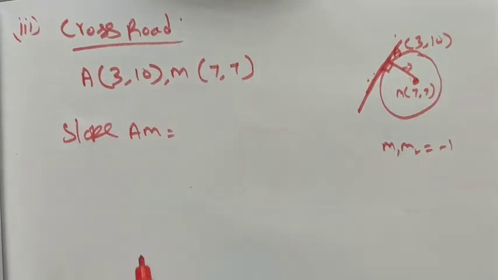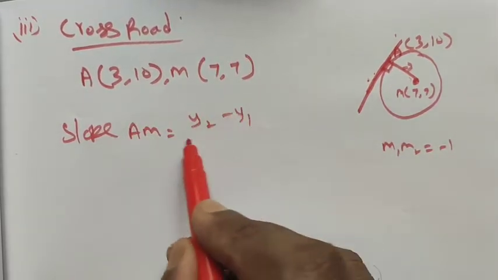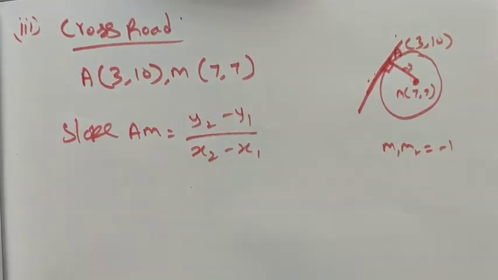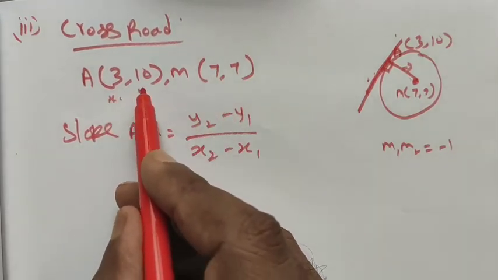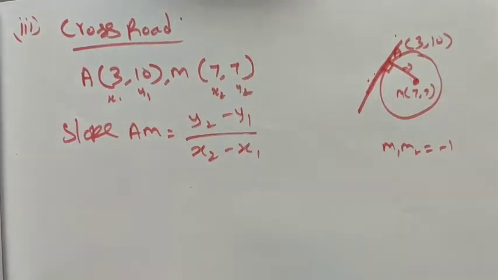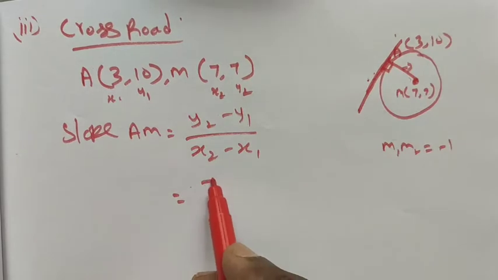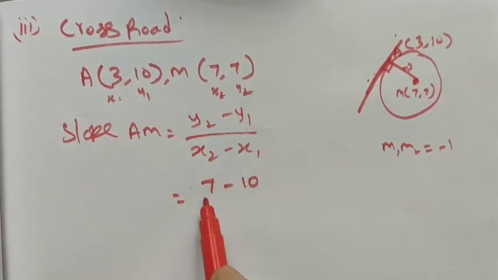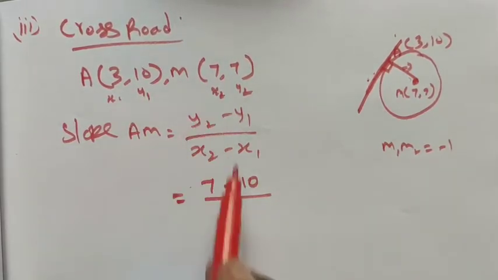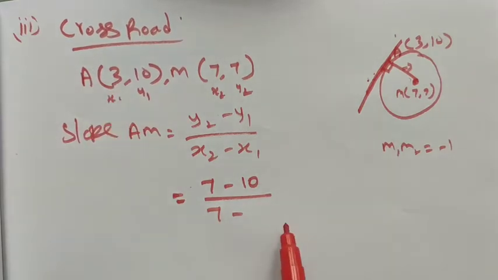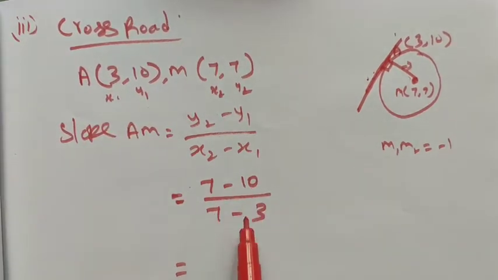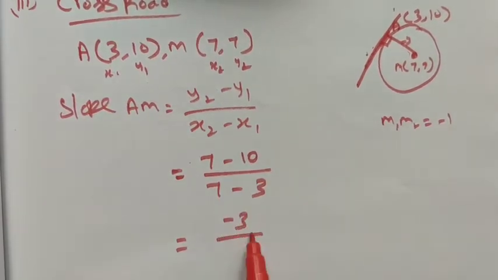The slope of AM is equal to (y2 minus y1) divided by (x2 minus x1). Here x1, y1, x2, y2. y2 is 7 minus y1 is 10, divided by x2 is 7 minus x1 is 3. So 7 minus 10 is minus 3. 7 minus 3 is 4.